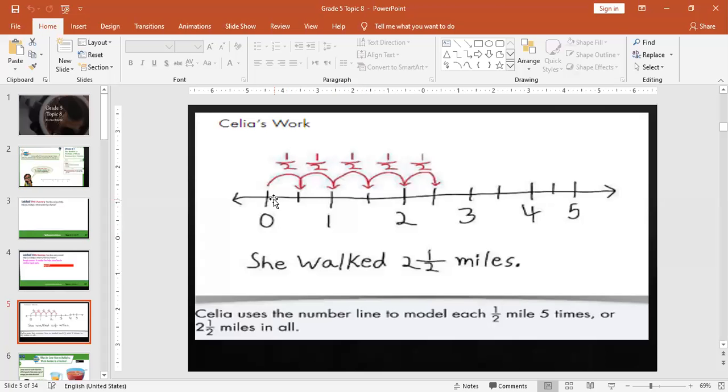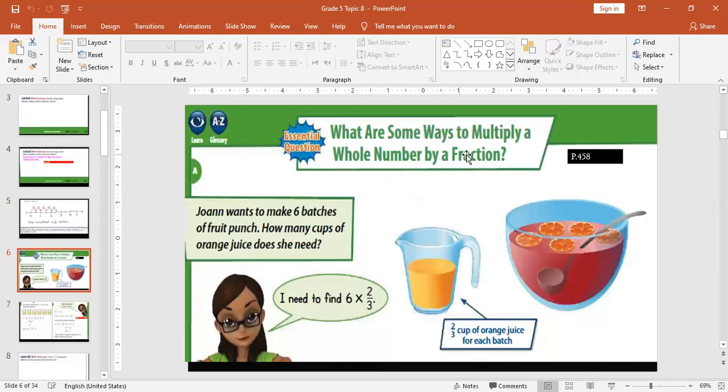So that's the answer. When I added half plus half plus half plus half plus half, this was 2.5 miles. Then, what are some ways to multiply a whole number by a fraction? As I told you, there is a rule to multiply a whole number by a fraction. Joanne wants to make 6 batches of fruit punch. How many cups of orange juice does she need?